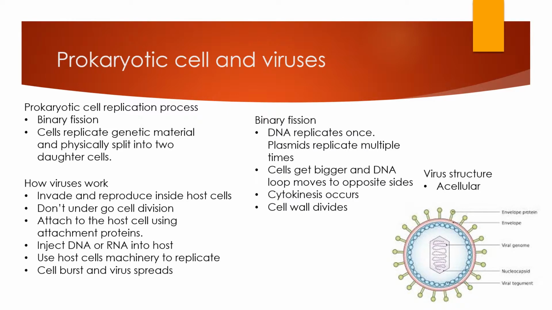How do viruses work? They can't reproduce by themselves, so they have to invade host cells. They attach to host cells using attachment proteins and inject their DNA or RNA into the host. Then they use the host cell's machinery to replicate again and again until the cell is full and physically can't hold any more, so it bursts, and the virus is able to spread to other cells in the body.